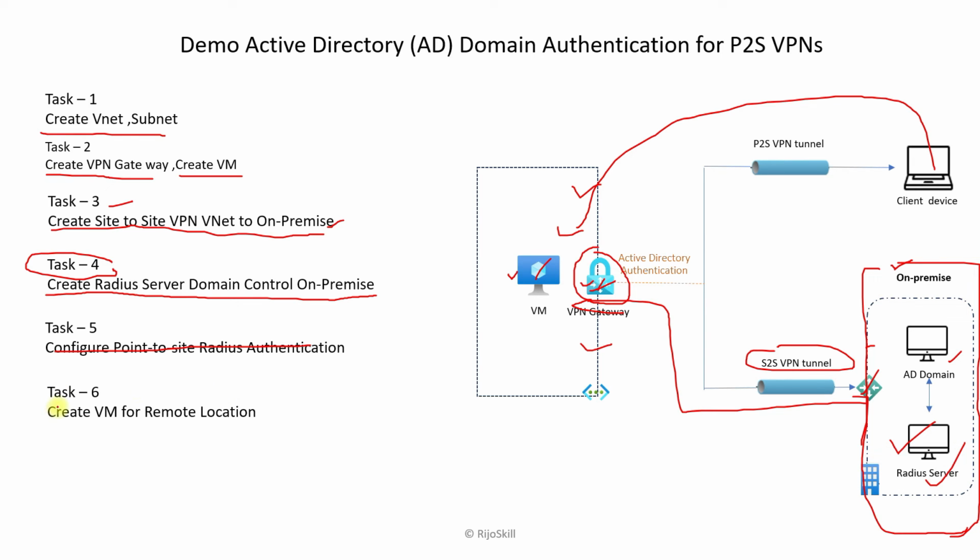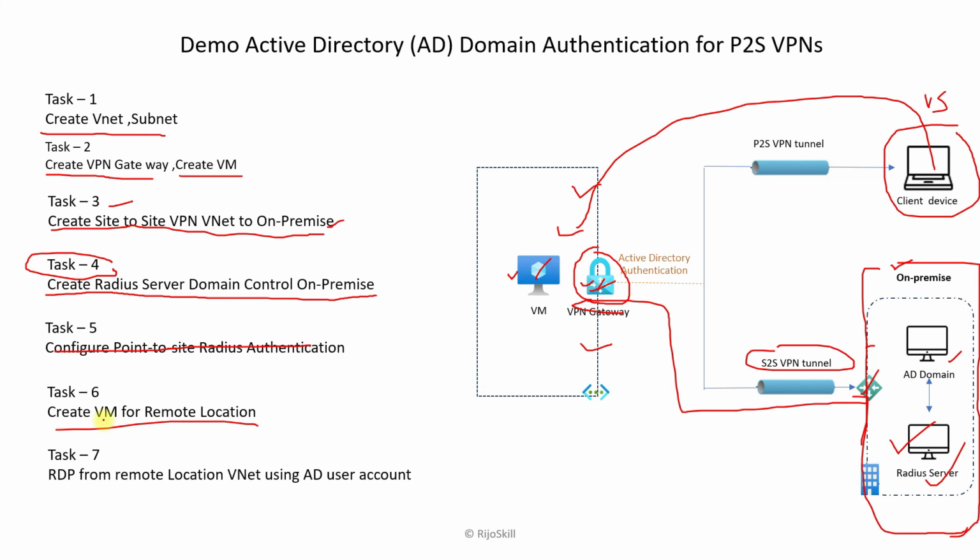So next one, we just create the VM of the remote location. This VM I already created for the US location for the remote. So task 6 also completed. So what is the task 7? We need to RDP from remote location. We need to add user.